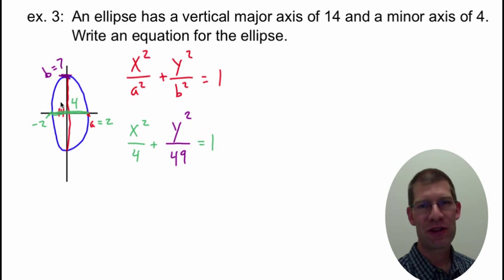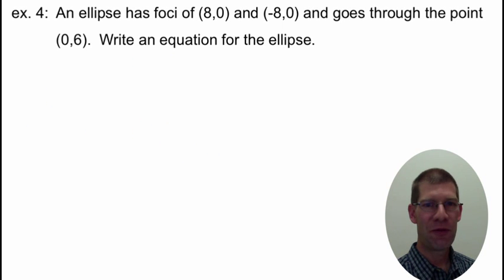But drawing it out matters. I put this on the quiz last year, and it was a bloodbath. Most of the people that had it wrong didn't take the time to draw out what the ellipse looks like. Alright, example 4. An ellipse has foci of (8, 0) and (-8, 0). It goes through the point (0, 6). Write an equation for the ellipse.